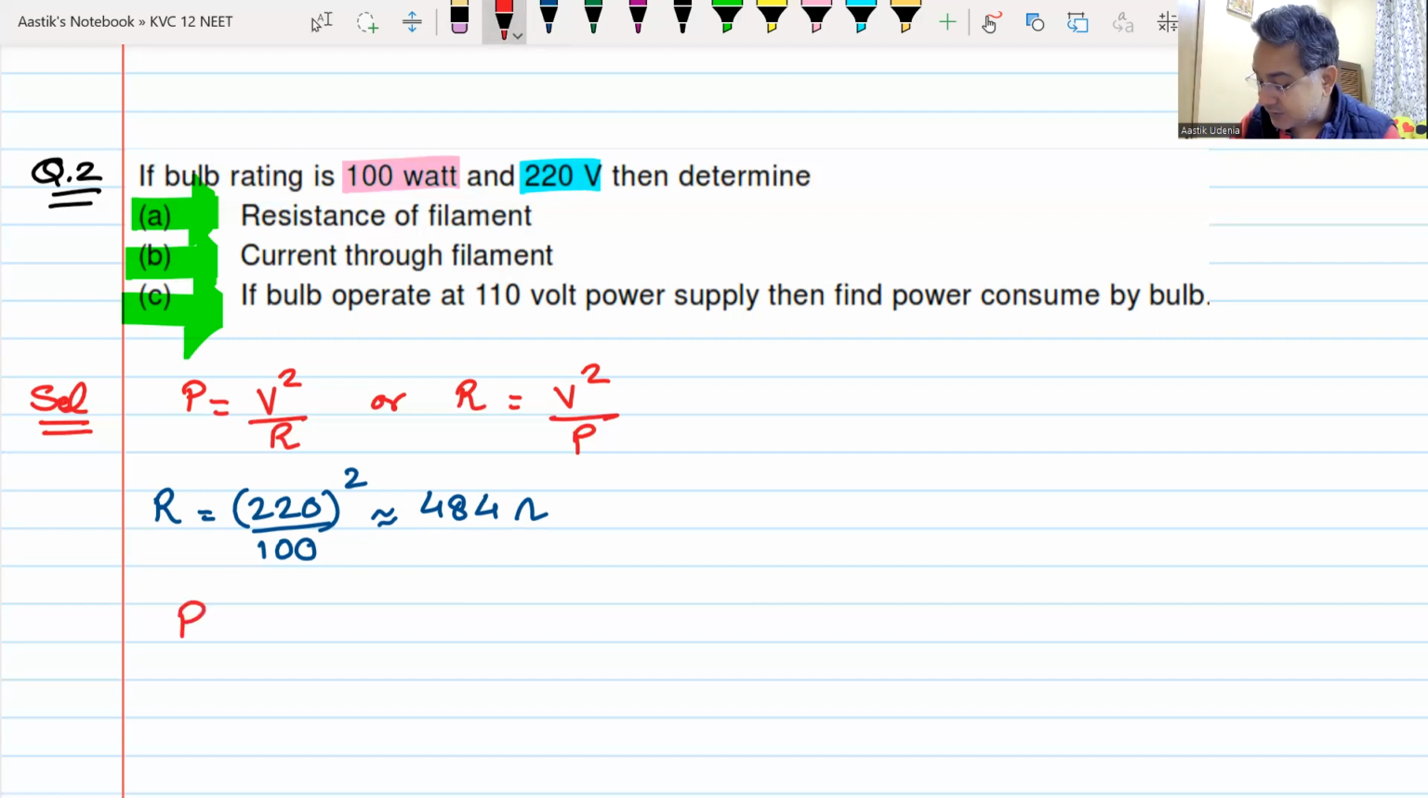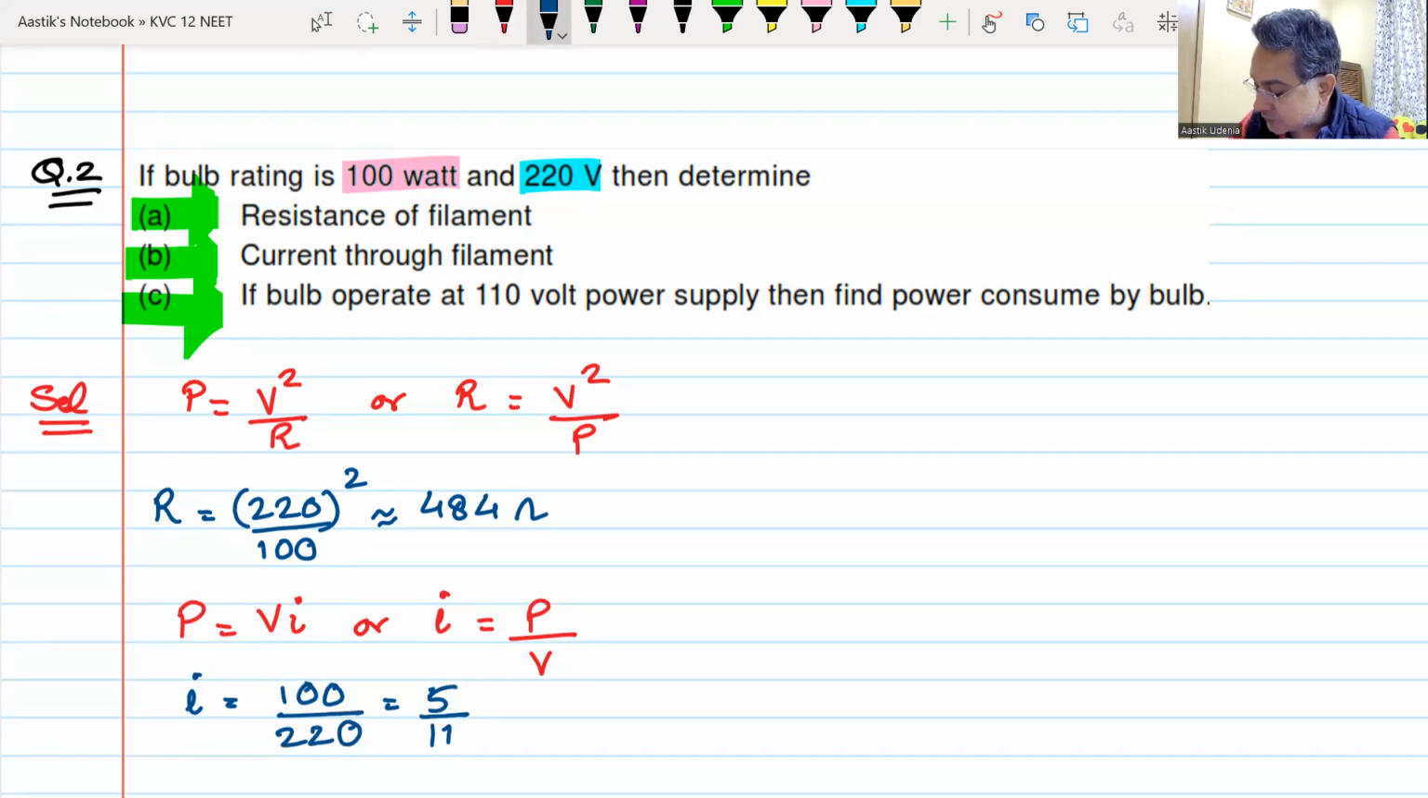Then again I go to the same formula. Now I use power is equal to VI. Or I can write the current through the filament of the bulb is power divided by the voltage. That will give me the current. So current becomes power is 100, voltage is 220, and that is equal to 5 by 11 ampere. Yes or no? Yes, sir. That becomes your current. Two simple things, we have done them.